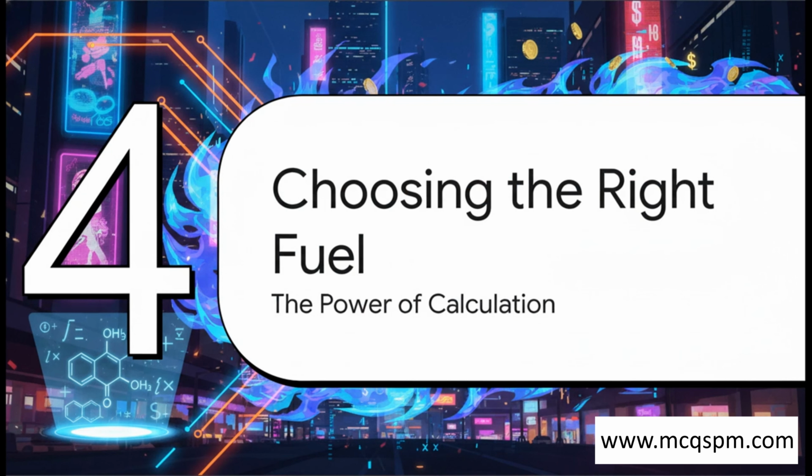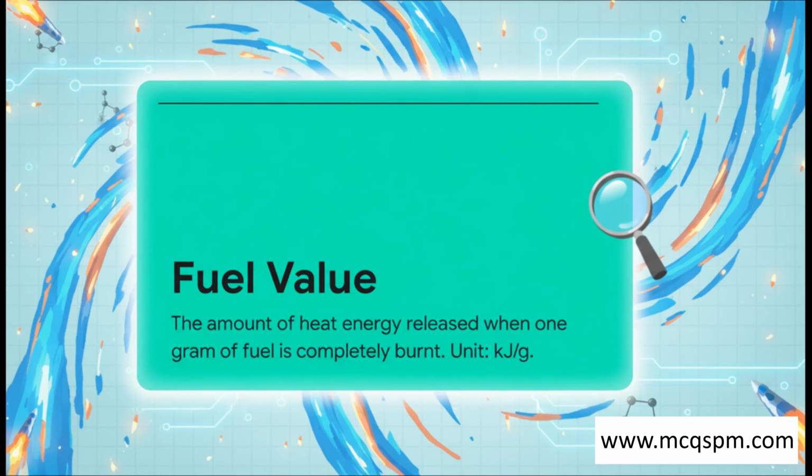All right, let's switch gears a bit. We've talked concepts, now let's talk calculations. This is another area where, I'm not gonna lie, a lot of students lose marks. But the math is actually super straightforward once you know the steps. It's all about figuring out which fuel gives you the most bang for your buck energy-wise. And the key term you gotta know here is fuel value. It's basically a measure of efficiency. It tells you exactly how much heat energy you can get from burning just 1 gram of a fuel. So, pretty simple. The higher the fuel value, the more energy is packed into that fuel.